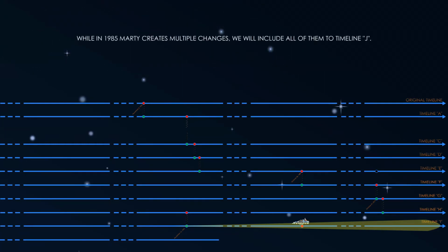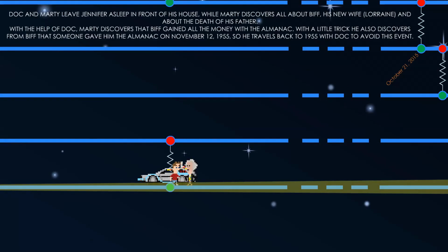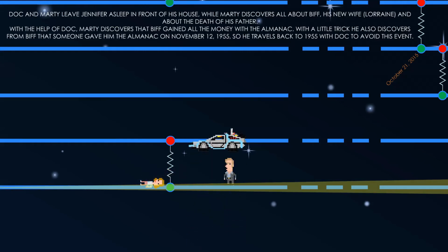While in 1985 Marty creates multiple changes, we will include all of them in timeline J. Doc and Marty leave Jennifer asleep in front of his house, while Marty discovers all about Biff, his new wife, Lorraine, and about the death of his father. With the help of Doc, Marty discovers that Biff gained all the money with the almanac. With a little trick, he also discovers from Biff that someone gave him the almanac on November 12, 1955, so he travels back to 1955 with Doc to avoid this event.